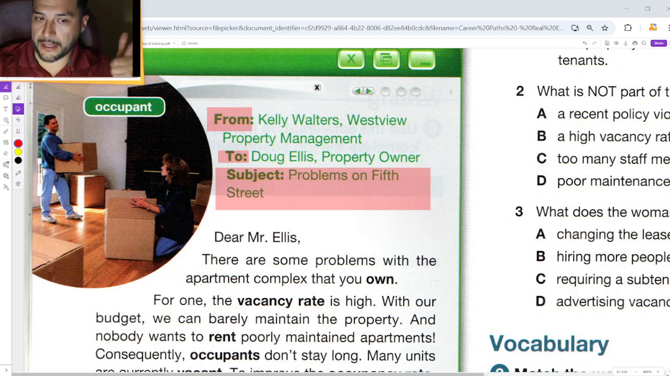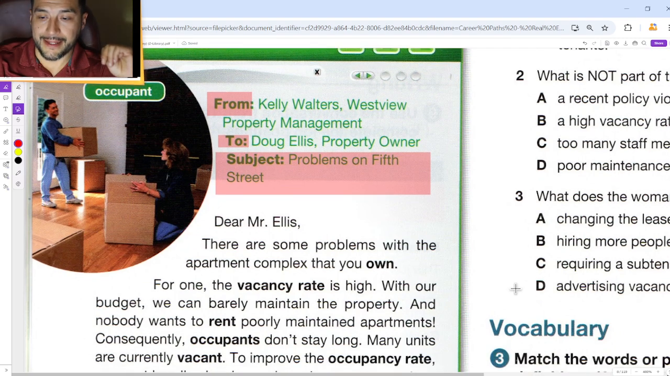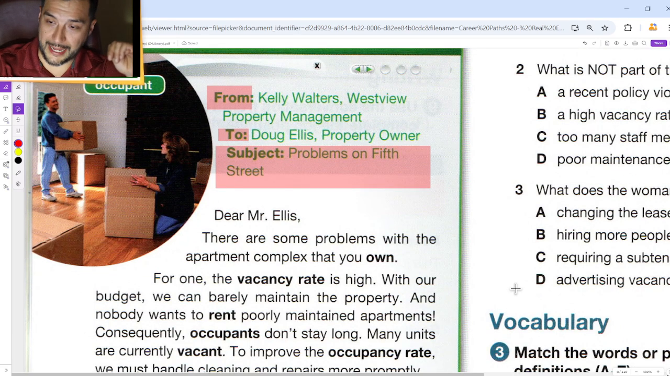So keep in mind, this is an email. The email is from the property managers, the property management company. It's to the property owner. There's problems on 5th Street. Ready? Listen and follow with your eyes.